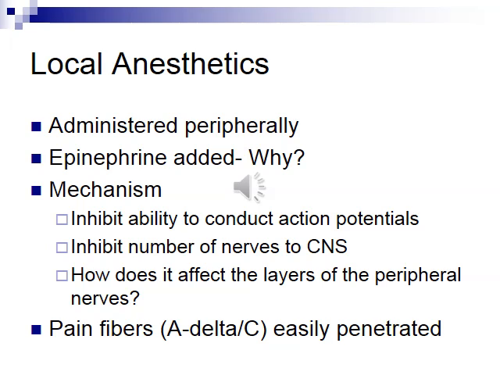As far as how they work, they inhibit the ability to conduct action potentials and inhibit the number of nerves getting activated to the CNS. And the way that it basically affects the layers of the peripheral nerve, it looks to affect the outer fibers of the nerve first, and then as it gradually penetrates, it will go to the deeper part of the nerves. They're on figure 10.3 in your book. It looks at absorption rates for local anesthetics, what types of tissues will produce a rapid uptake of the anesthetics and which have a little bit of a slower uptake.